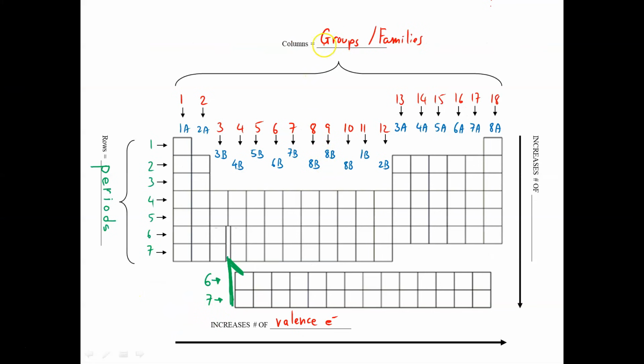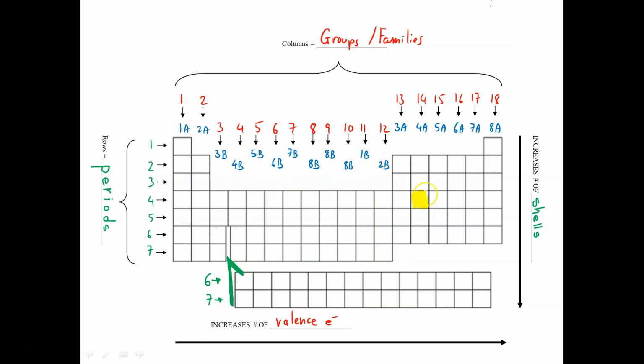So while the group number tells you how many valence electrons are in that element, the period number tells you how many electron orbitals or electron shells are present in that atom. So as we go down the periodic table, we increase the number of electron shells in that atom. Period 1, 1 shell. Period 2, 2 shells. Period 3, 3 shells, and so on and so forth.